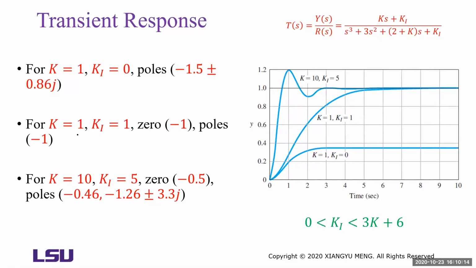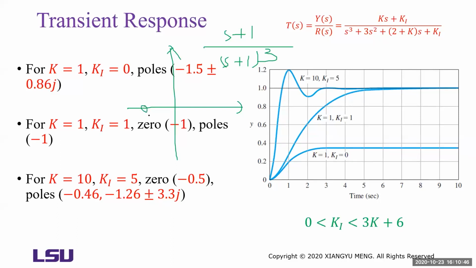Now let's pick a different value. We don't need a very large value. Just k is 1, ki is 1. We're using a PI controller. In this case, it's very interesting. In the numerator, we have s plus 1. Then in the denominator, we have s plus 1 to the power 3. So we have a zero at minus 1 and 3 poles at the same location.